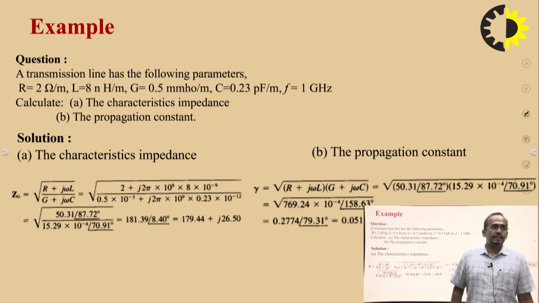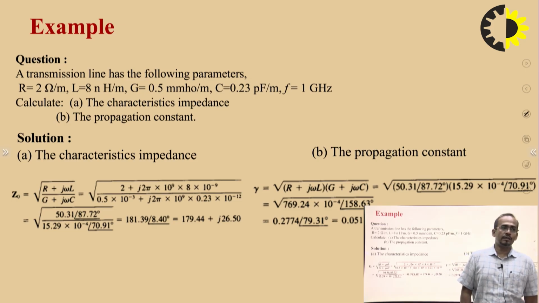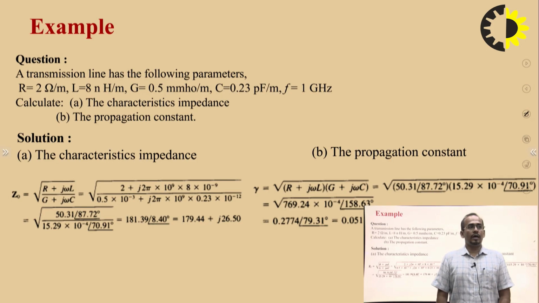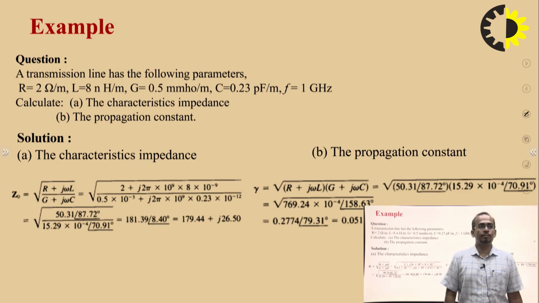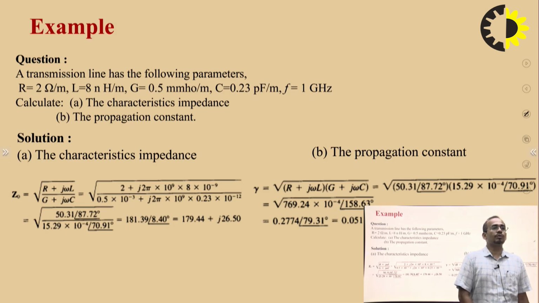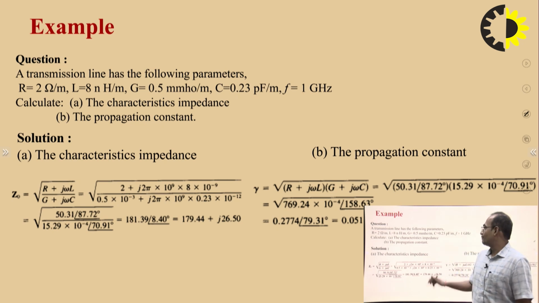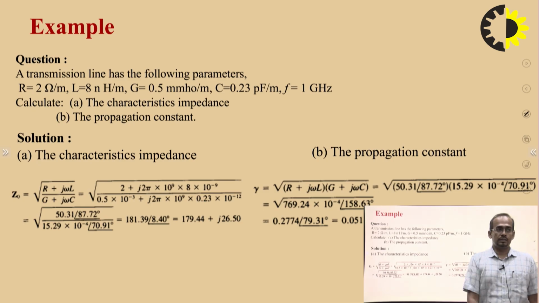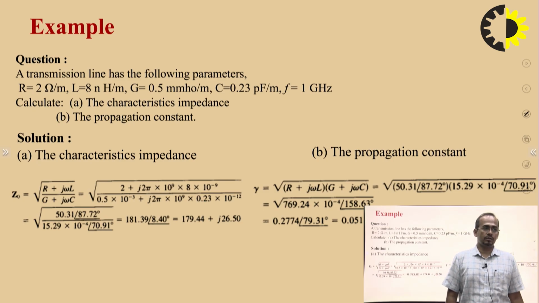Now let us take an example for getting this characteristic impedance and the propagation constant. A transmission line has the following parameters: R is equal to 2 ohm per meter, L is equal to 8 nanohenry per meter, G is equal to 0.5 millimho per meter, capacitance is equal to 0.23 picofarad per meter, and frequency f is equal to 1 gigahertz. We have to calculate the characteristic impedance and the propagation constant.